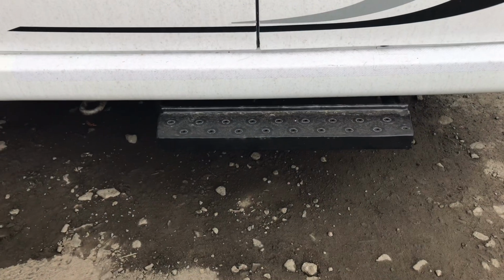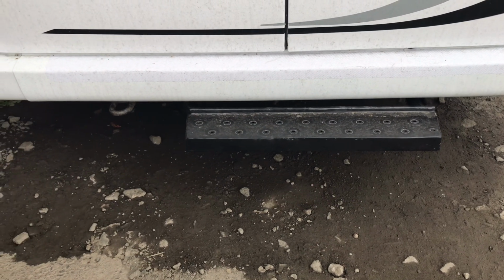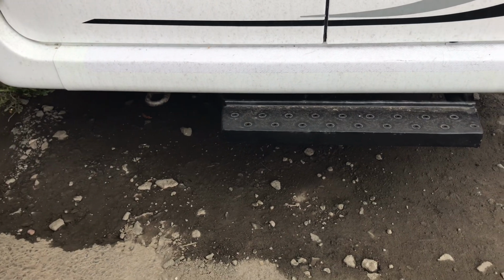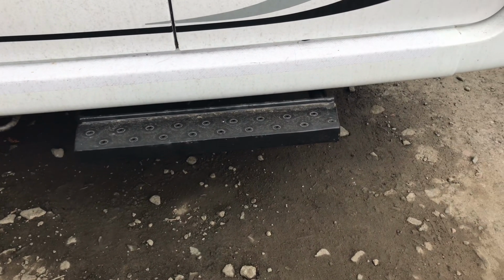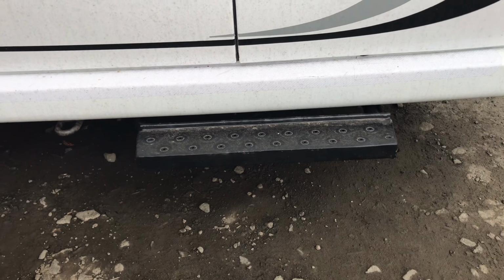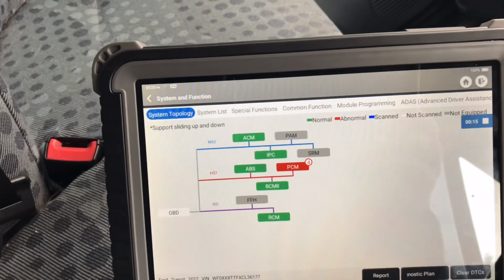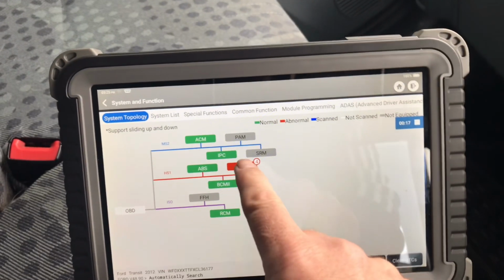The customer's complaint is a heavy, smoky exhaust. I don't see it at the moment, but maybe if we take it for a run it will show. I've got the scan tool on it and there are 4 fault codes. I've done a full scan. There's not very much on this, but let's go right to the PCM.